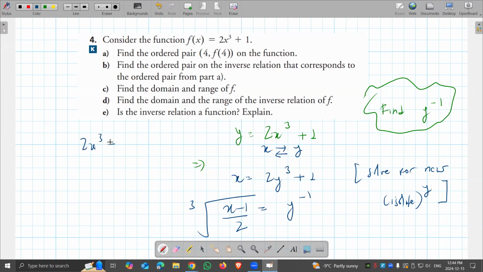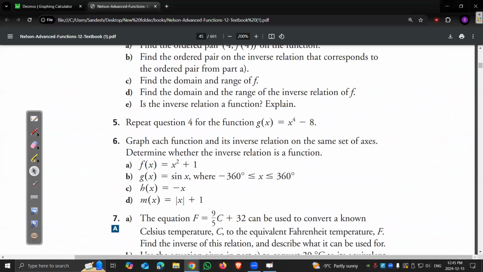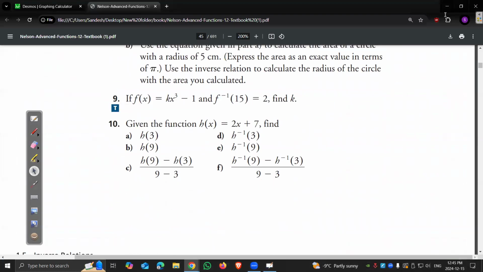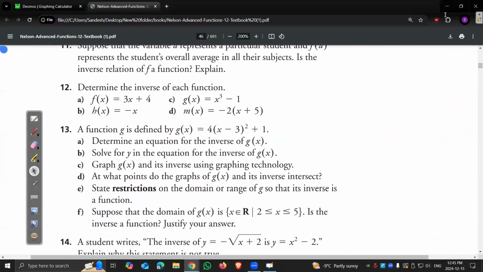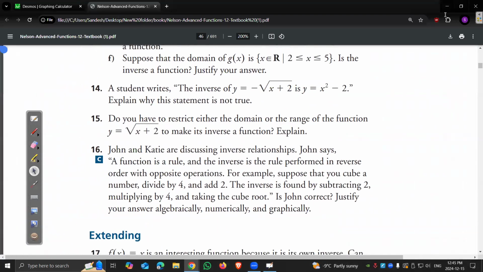So this was our function. The first derivative is 6x. The second derivative is just 6. Sorry, it's 12x, right? When you set this equal to 0, you'd see that x is going to be equal to 0. Anyways, the inverse is a function. Not too difficult.